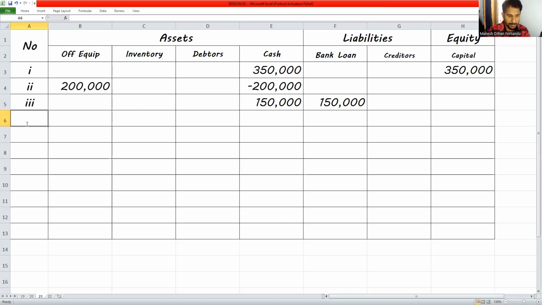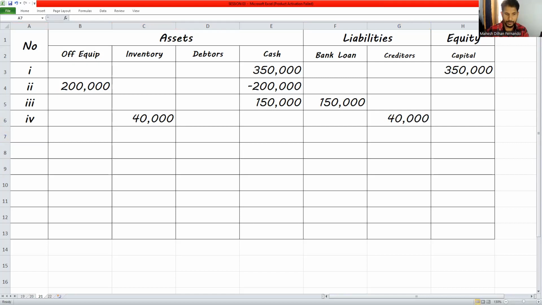Transaction number four. Purchase goods on credit 40,000. Last week's tutorial, I told you credit purchases create a liability called creditors. Now what happens as a result of this transaction? Inventory plus 40,000. Nothing happens to cash. Remember that very carefully. It is a credit purchase, and creditors increased by 40,000.